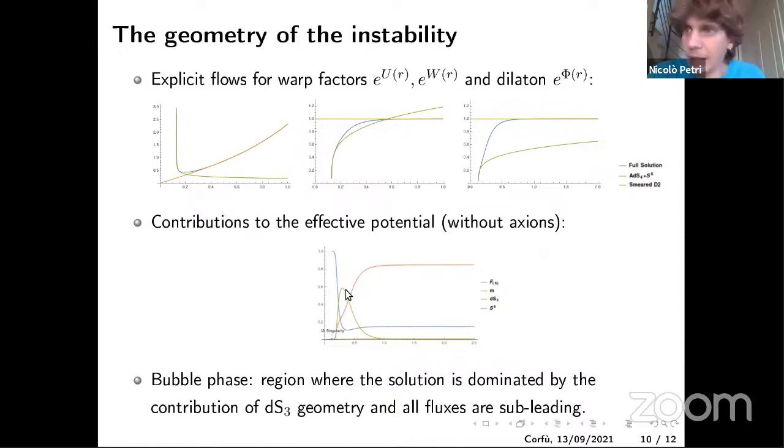And then we see there is an intermediate regime in which all the fluxes are unimportant, are subleading with respect to the contribution associated with the green line, that is the curvature of the de Sitter. So this is the regime that we call the bubble regime, which corresponds to a discharge solution, a discharge regime in which our geometry represents a three-dimensional de Sitter foliation with a shrinking dilaton. So why do we call it bubble regime?